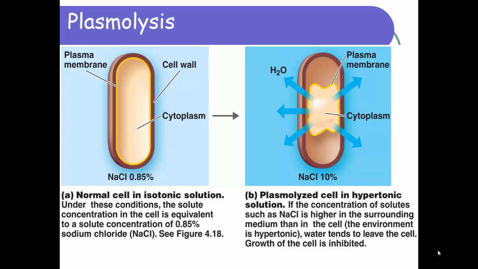Plasmolysis, if you remember, occurs if the concentration of solutes, such as sodium chloride, is higher in the surrounding medium, causing a hypertonic solution, and water tends to leave the cell. The cell wall does not shrink, but the cell membrane will shrink and oftentimes will cause tearing of the membrane and leakage of cell content.